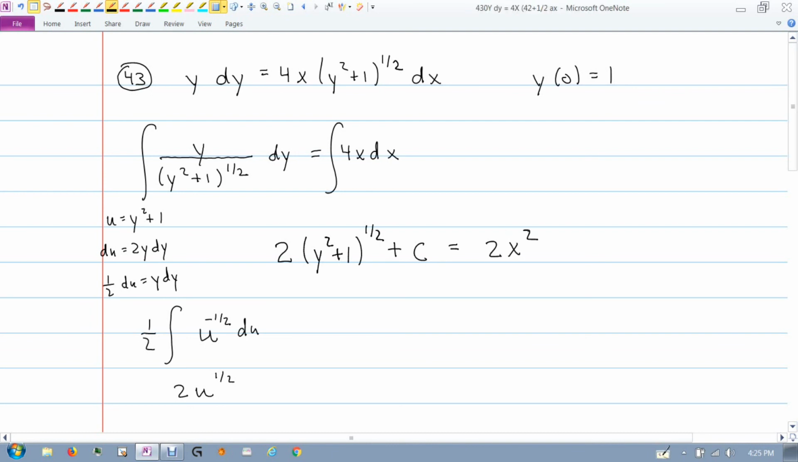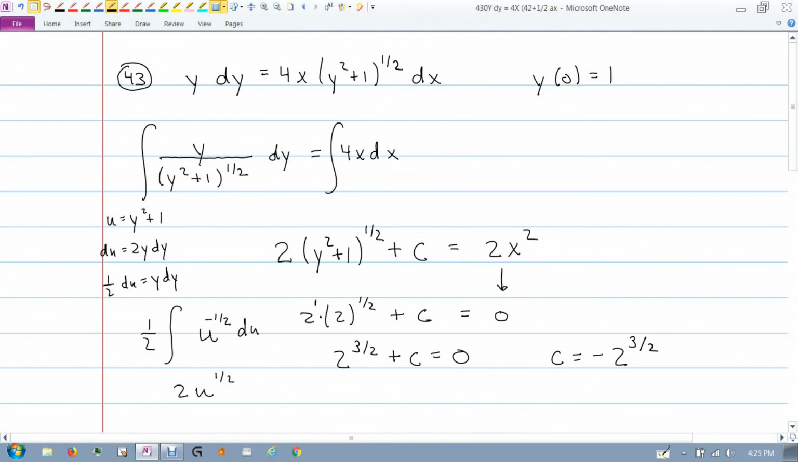And so now let's try and figure out what that c has to be. To do that, I replace x with 0, so this becomes 0. And I replace y with 1, so we get 2 times (1 plus 1), that's 2 to the 1/2, plus c. And this is like 2 to the first power times 2 to the 1/2 power, which is 2 to the 3/2 power, plus c equals 0. So c must be negative 2 to the 3/2, just moving it over to the other side.